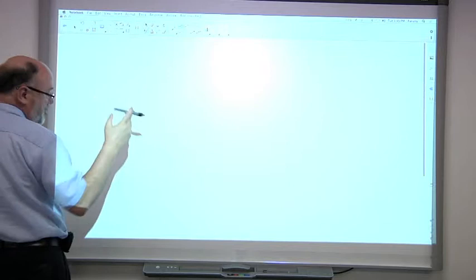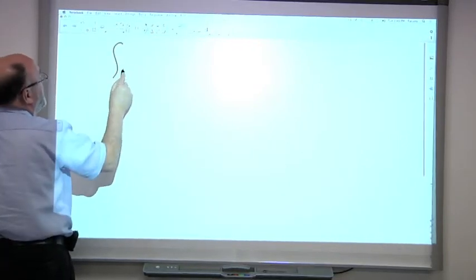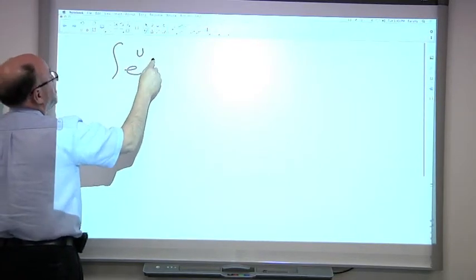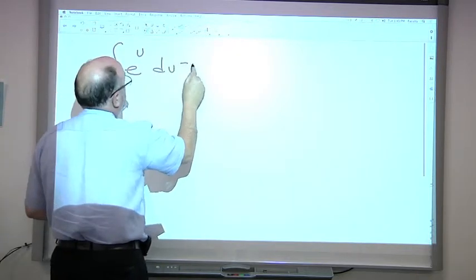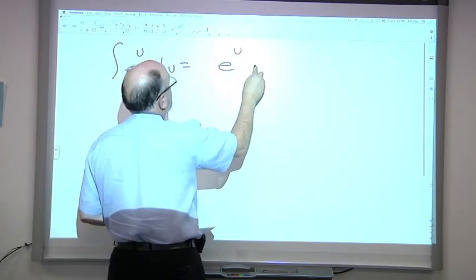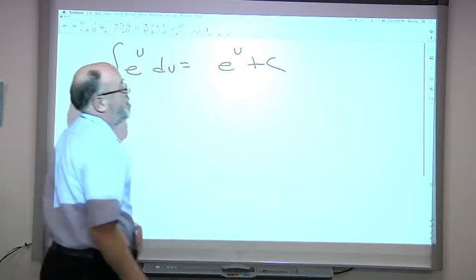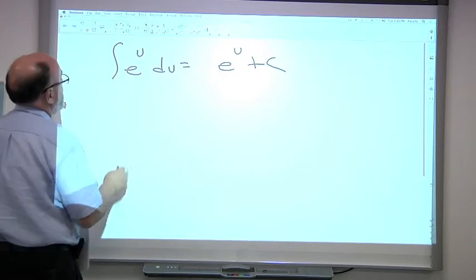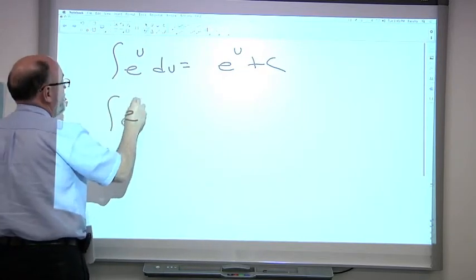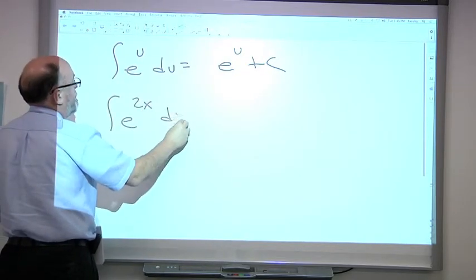So remember when we did derivatives, we said that the derivative of e to the u was e to the u. And so the same thing here, when we integrate, we get e to the u. And so again, for an example of this, let's integrate e to the 2x dx.